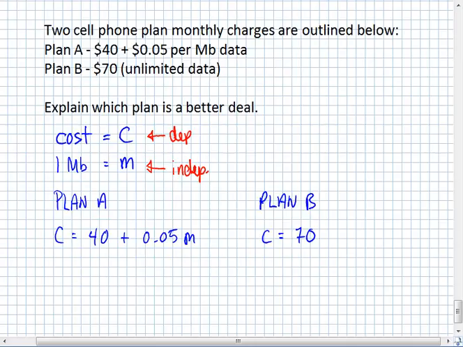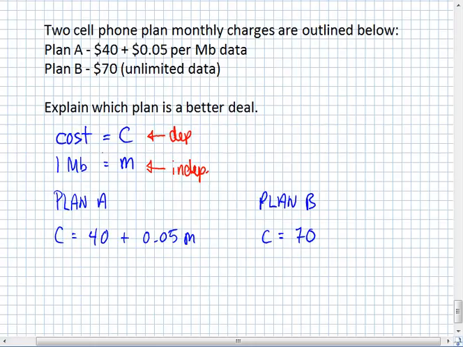Okay, you should have got these two here. 40 plus 0.05M for plan A, and plan B is just equal to 70. Nice and easy. Okay, and so again, this is the hard part, just putting this into perspective. Let's just go over how we got this.